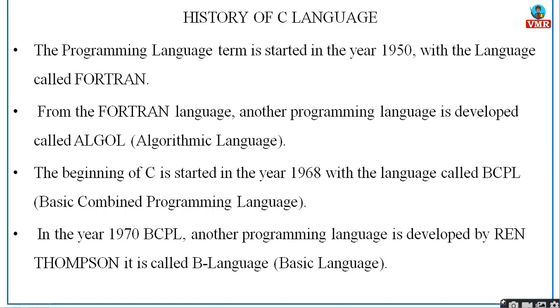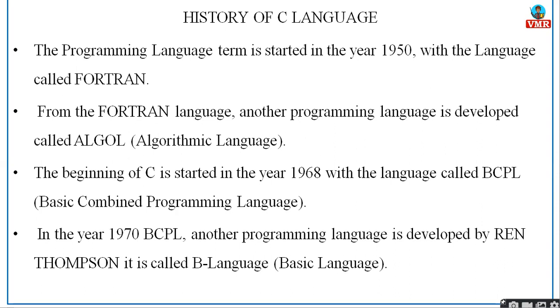Yes. So see here, the programming language term started in the year 1950 with the language called Fortran, right? So this was the first programming language, introduced in the year 1950. From the Fortran language, another programming language was developed called Algol. Algol is nothing but algorithmic language. Okay. And in the year 1968, the language called BCPL, Basic Combined Programming Language, was started.